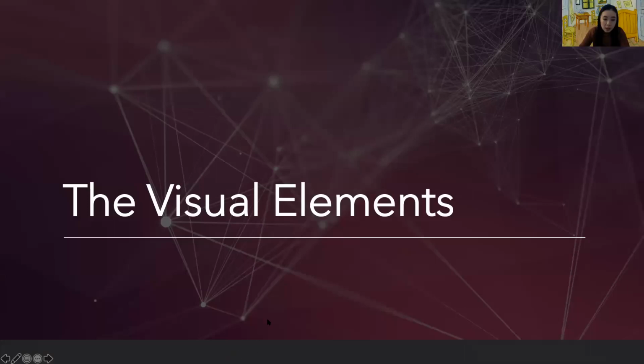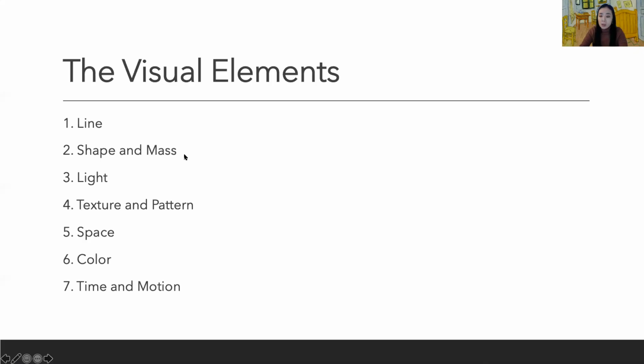Before we start, today we're going to see the rest of the visual elements. We learned line, shape and mass, light, texture and pattern, and space in the last class. And today we're going to see color and time and motion as the visual elements in art.